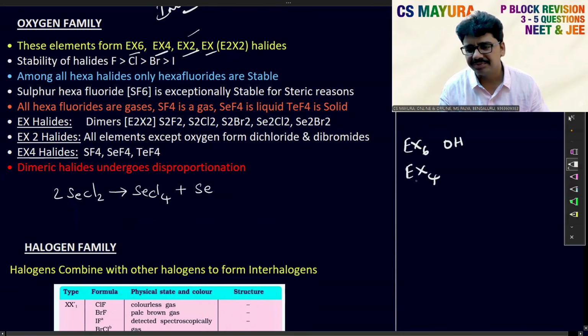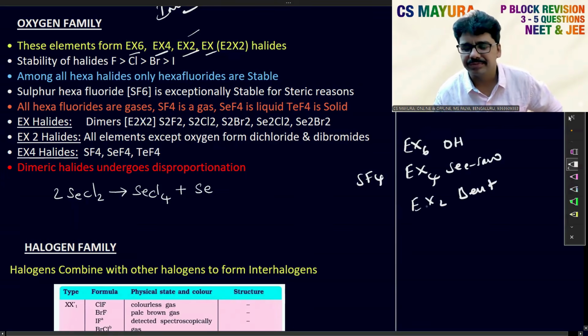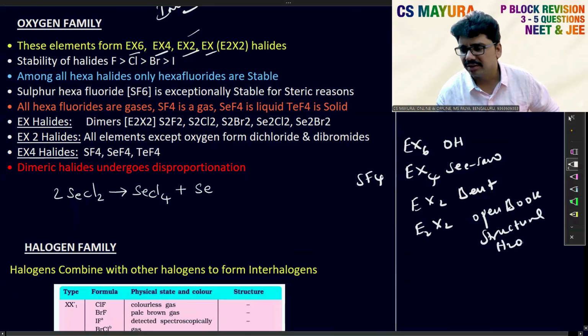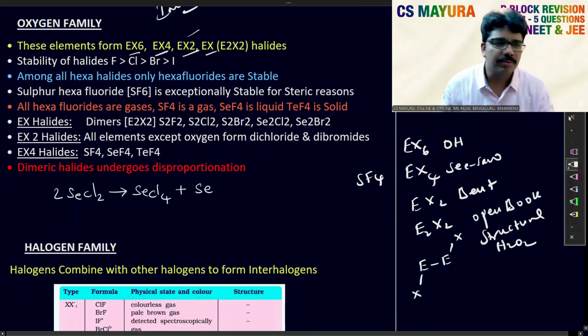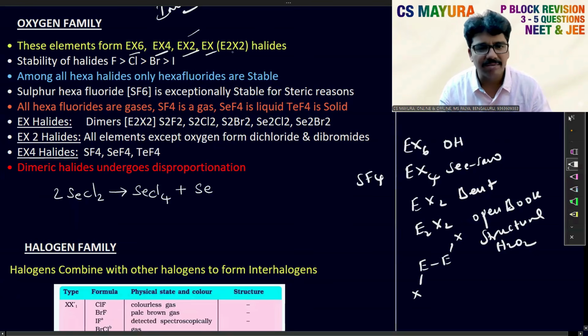EX4, for example SF4, will have seesaw geometry. EX2 has bend shape. And E2X2 geometry is an open book structure, like hydrogen peroxide. Hydrogen peroxide structure is an open book structure. So the structure will be like this. So these oxygen family members give hexahalides, tetrahalides, dihalides, and monohalides.